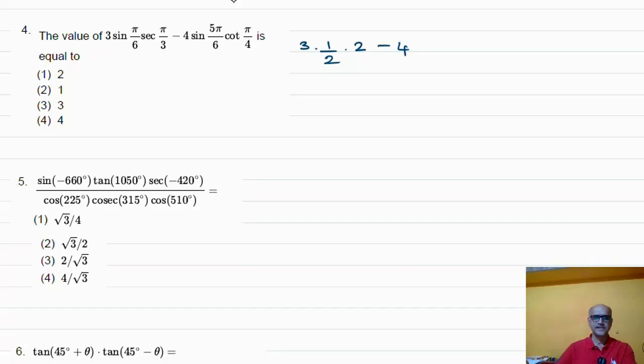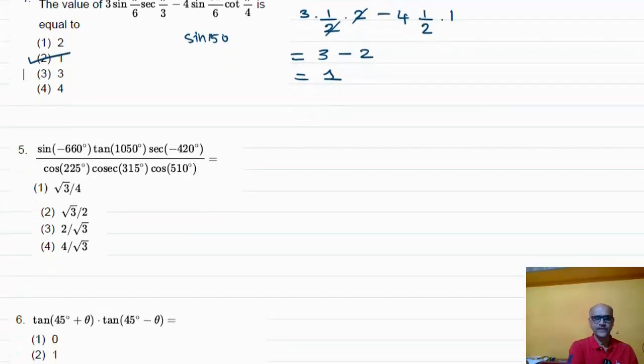Pi by 6 is 30, 30 into 5 is 150. So sin 150. 150 means 180 minus 30, sin 30. In the second quadrant it is positive. So 1 by 2. Cot 45 is 1. So in the next step you will have the answer. The 2 cancels, 3 minus 4, and the 2 cancels, giving 2, so 3 minus 2 is 1. So option 2 is our answer.